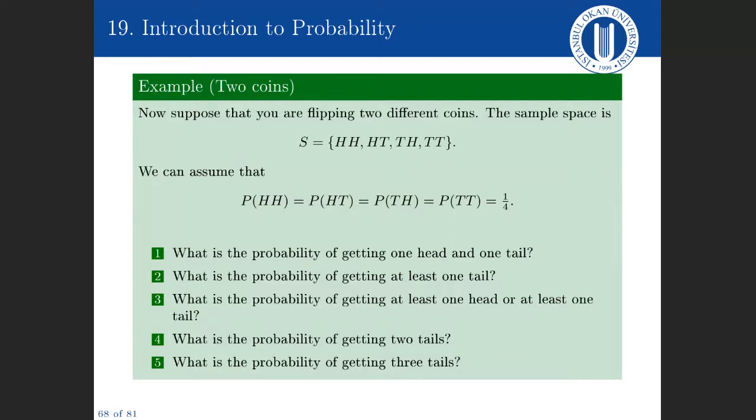Now let's suppose we have 2 different coins. The sample space is now the set containing 4 elements. We might have heads, heads; heads, tails; tails, heads; and tails, tails. And we're going to assume that these are all equally likely. The probability of each of these simple events we're going to assume is equal to a quarter.